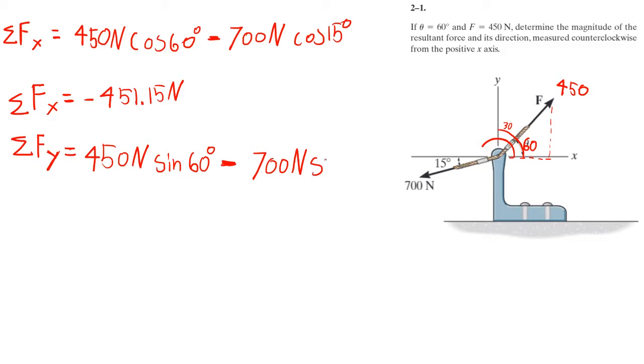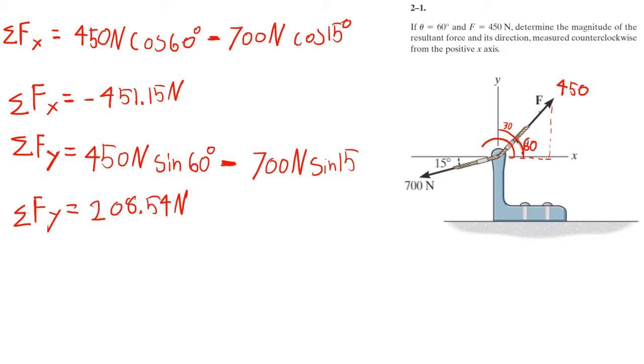And once again, that's going to be sine of 15. It would be cosine if I used 75 right in here, attaching to the y-axis. So then you plug that in your calculator, and we're going to come out with 208.54, excuse me, newtons.